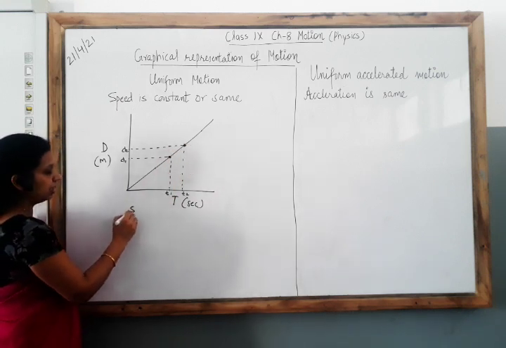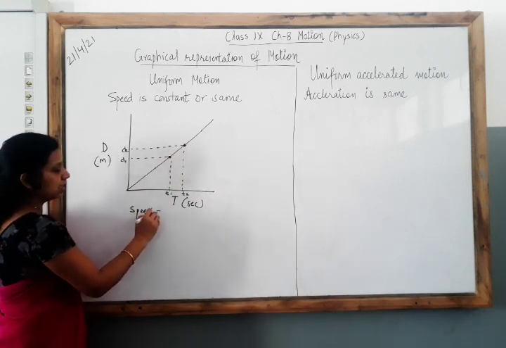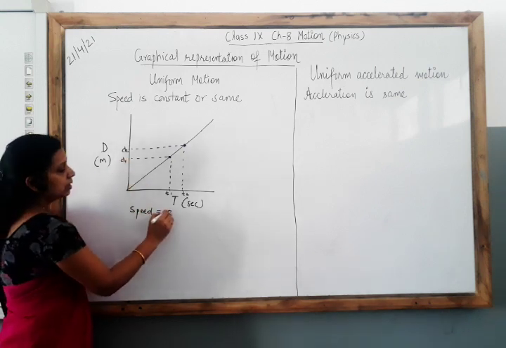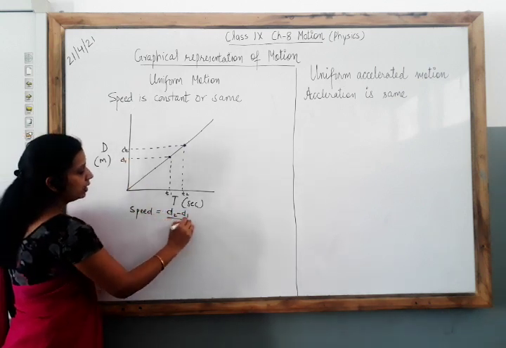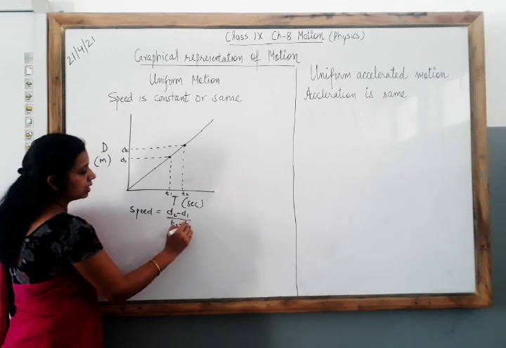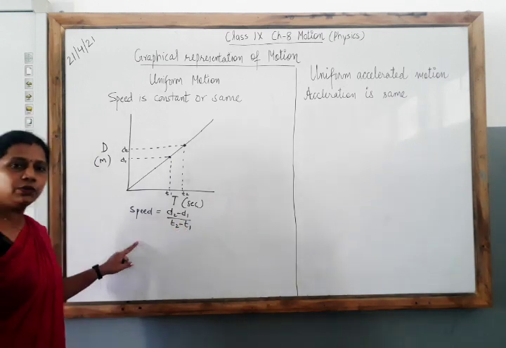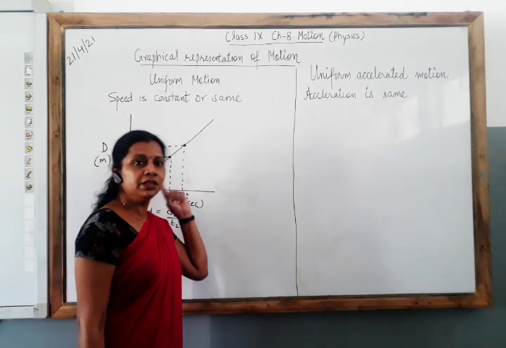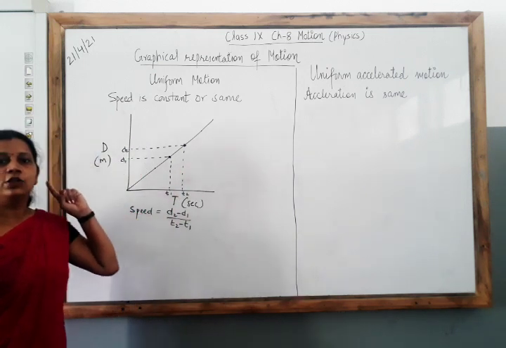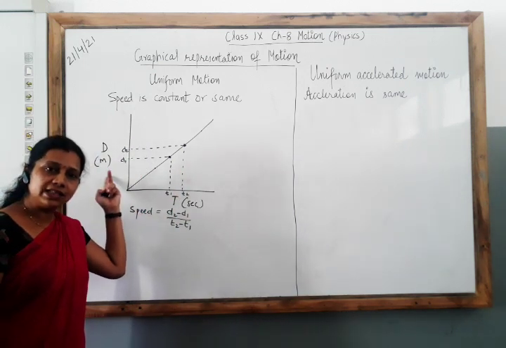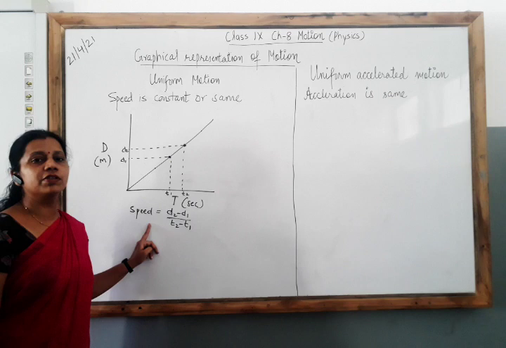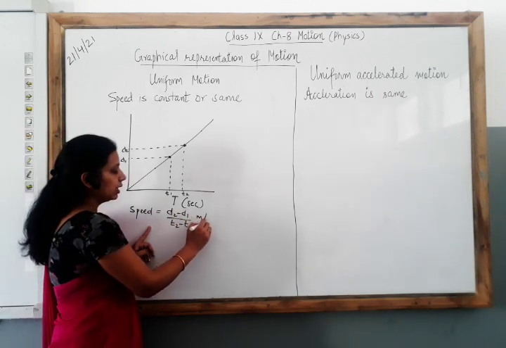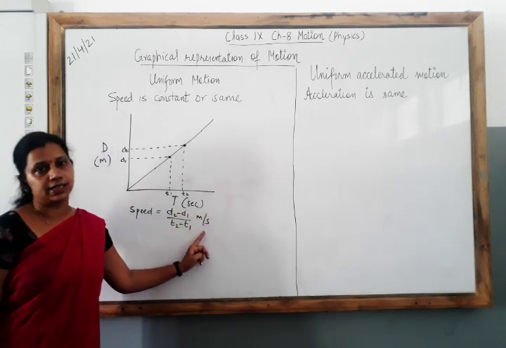Now speed is distance upon time. So here it is D2 minus D1 upon T2 minus T1. That will give you speed. So using this straight line, you can find out from the distance-time graph the value of speed. Standard unit is meter per second.